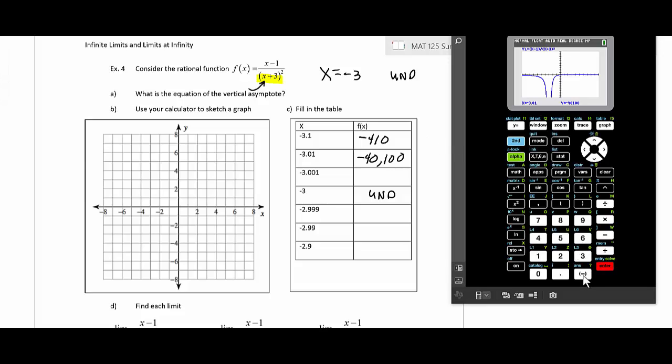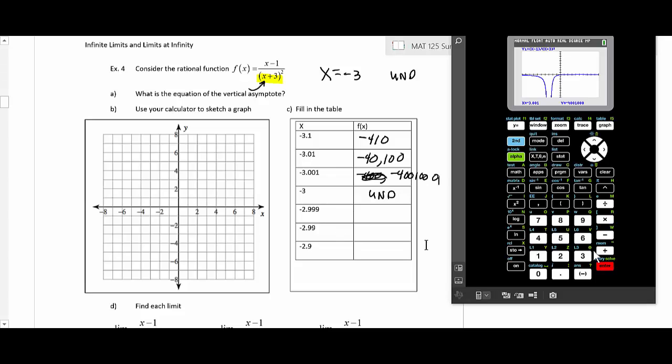And then one more time, let's do negative 3.001. And that's going to be negative 4,001,000. So the point is, what's happening? The closer you get to the asymptote, what's that number doing? It's getting smaller, right? Okay, so that's what we're going to have.